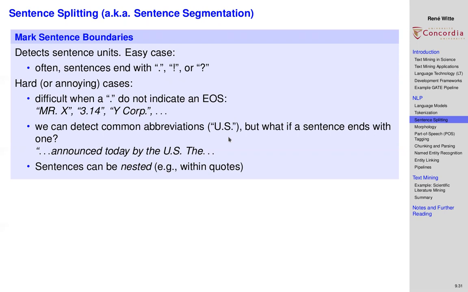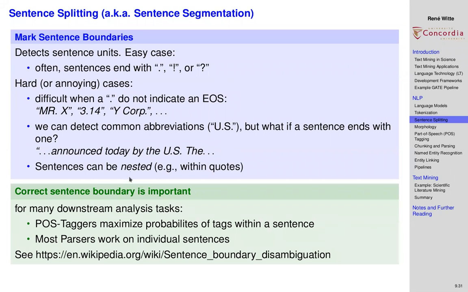So you can see, again, in natural language documents, something that looks simple at first glance is actually really tricky. And it gets even worse because you can have nested sentences. I'll show an example in a minute, but something like inside quotes, for example. And again, getting this right is important because later processing steps build on the sentences that you detected.